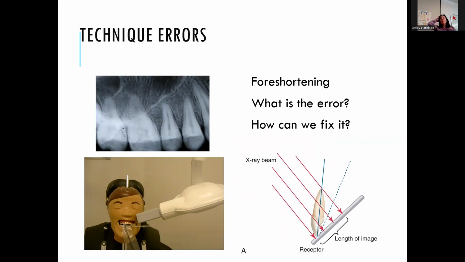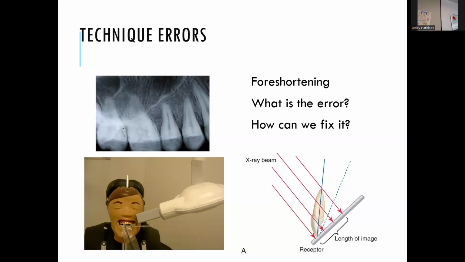Foreshortening. So what is the error with foreshortening? Yes, it's excessive vertical angulation. You can just memorize that if your BID is really vertically steep, you're going to foreshorten it. I have to think about it in my head to make sure I'm saying this right, but you can think of the sun and a tree. When the sun is low on the horizon, does that work? Okay, I always wonder if this works.